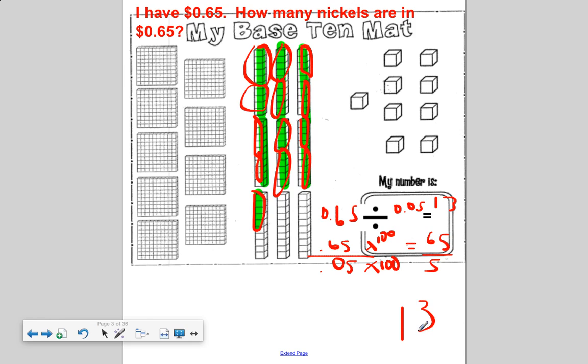So that's how you can divide by a decimal without using a picture. Rewrite it in fractional form and work with friendlier numbers, such as whole numbers. Let's try another example.